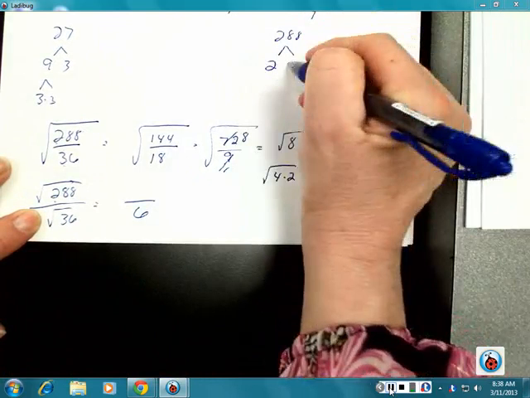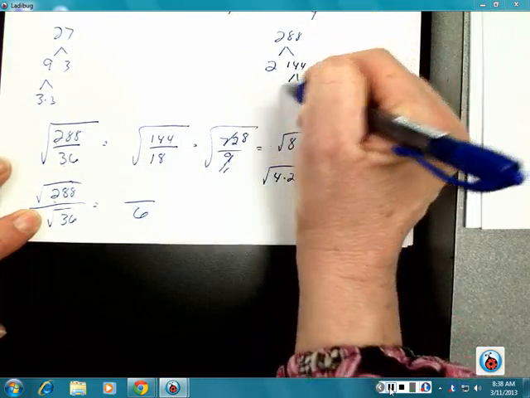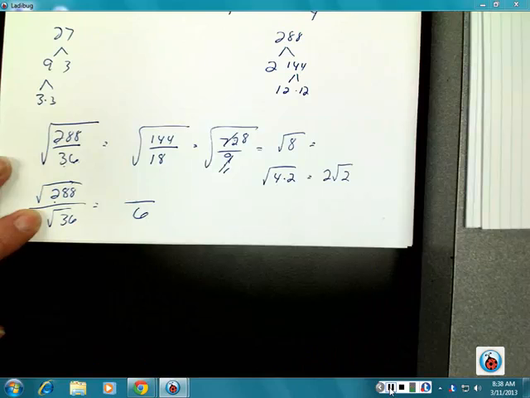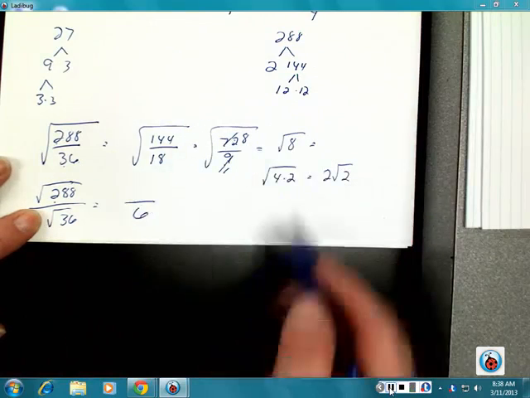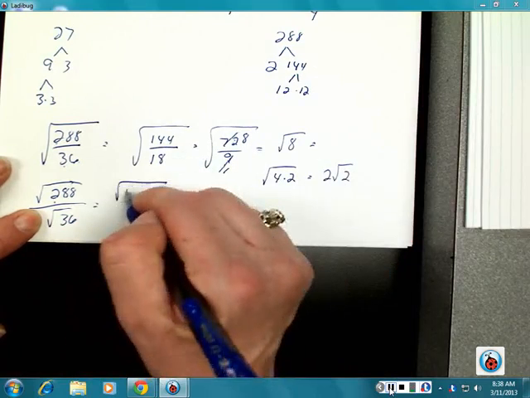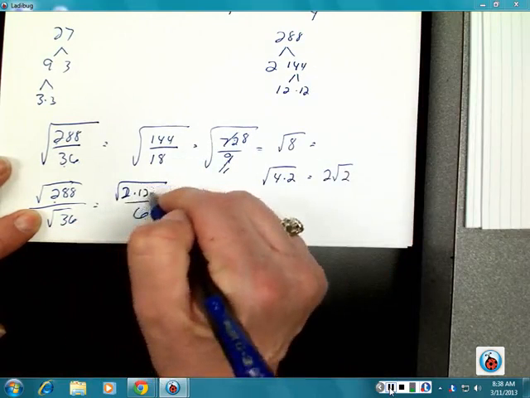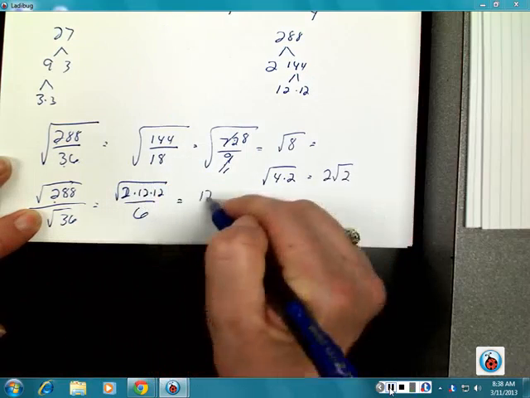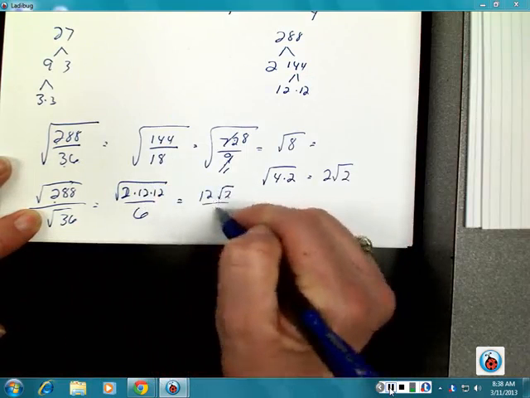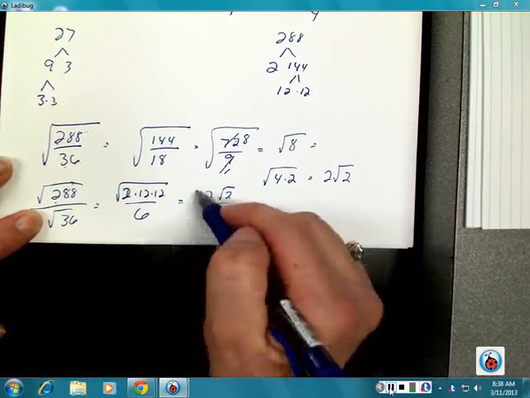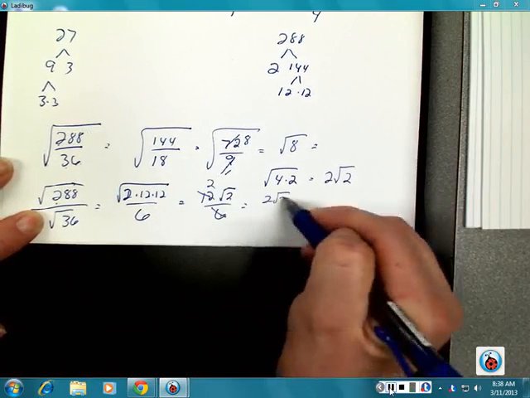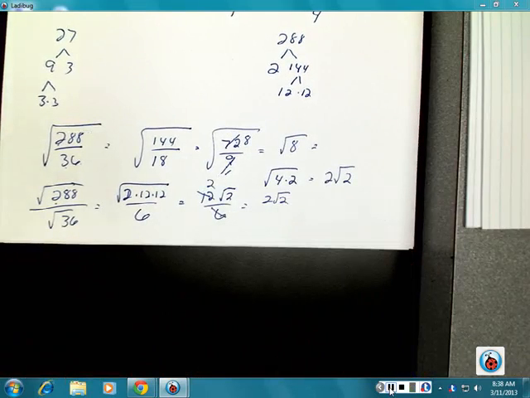Is 2 goes into there 144. That gives me a 12 and a 12. I may not want to go any farther than that, because I've got 2 that I can pull out right there. So if I take 2 times 12 times 12, gives me 12, the square root of 2 over 6. I still get the exact same results, because 6 and 12 cancel. So I'm left with 2 to the square root of 2 for my answer.